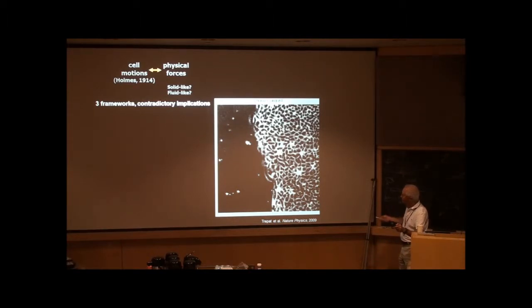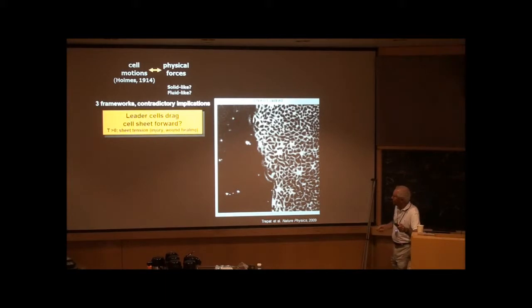So how do you understand these kinds of motions? Well, it depends on what literature you read. One area of the literature says that it's all about leader cells, that there are specialized cells at the leading edge. They've been studied a lot, especially recently. You can see this one, this one, this one. The notion is that these are cells specialized for pulling. They're like the locomotive of a train, pulling the sheet to the left.